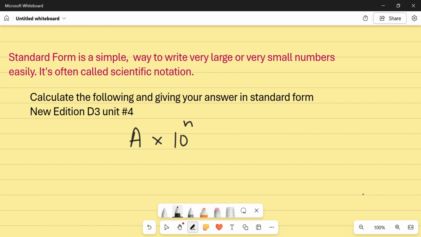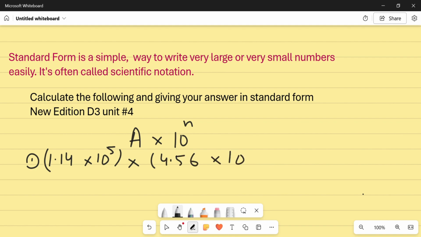So the very first question is 1.14 times 10 to the power 5, multiplied by 4.56 times 10 to the power 4. In multiplication, students, what we need to do is just multiply the numbers, like 1.14 with 4.56.